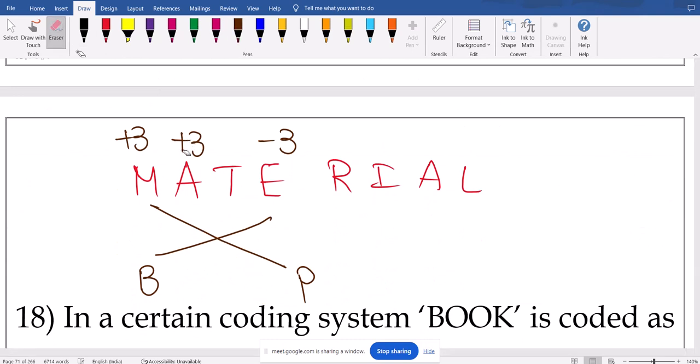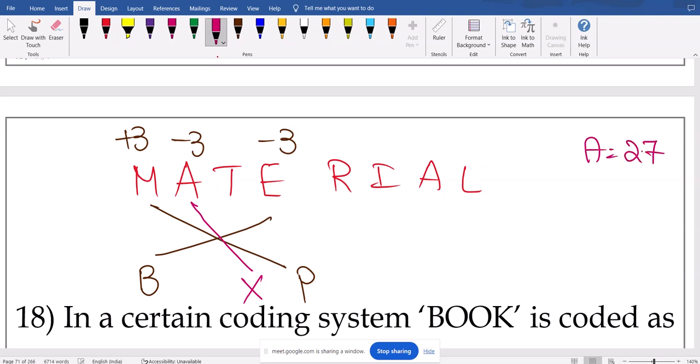Then it is minus 3. This is minus, right? A can be taken as 27. 27 minus 3 is 24. A can be taken as 1 or, in the next cycle, 27. A1, B2, and so on, Z value 26. Next cycle A will be 27. 27 minus 3 is 24. Here plus 3. Okay, this is the logic. Similarly, they apply it for the last 4.